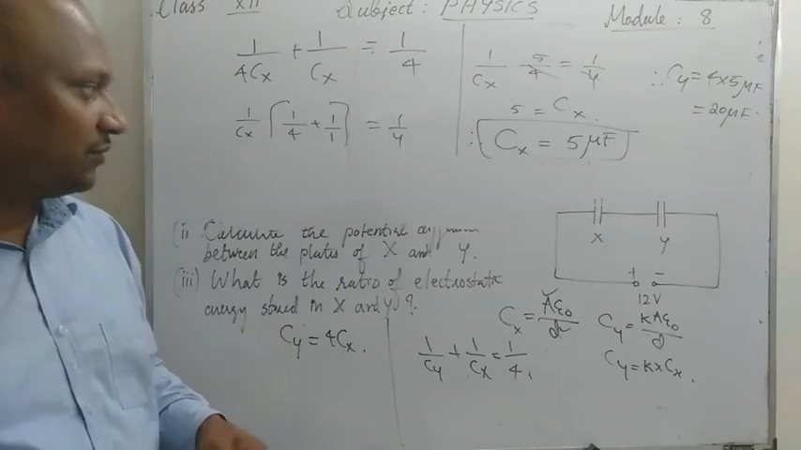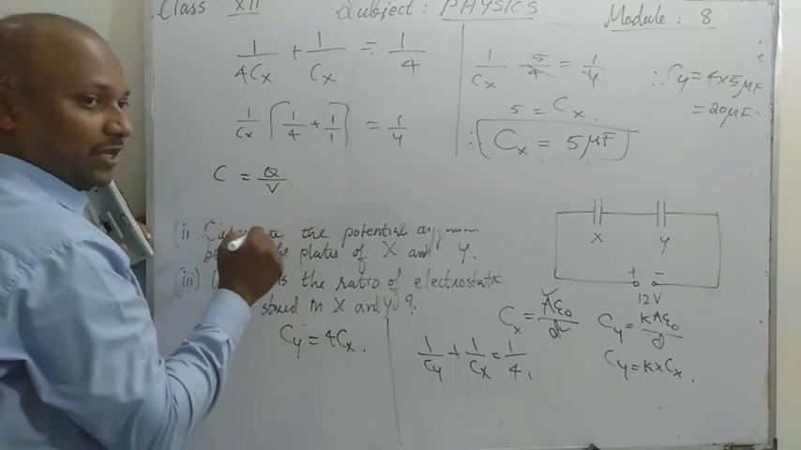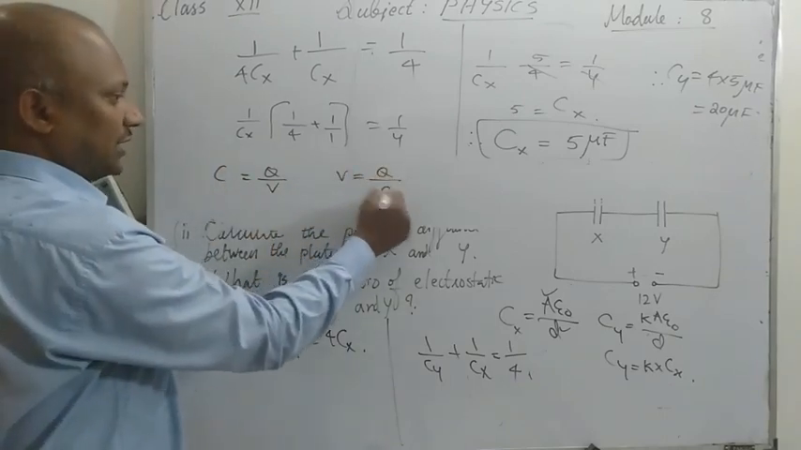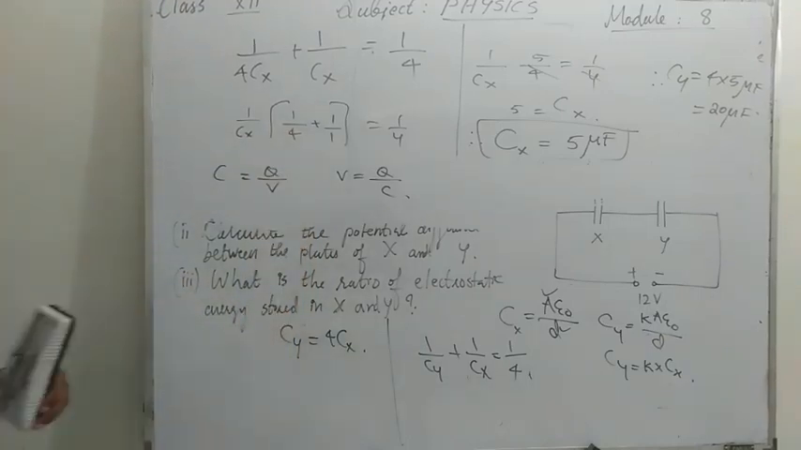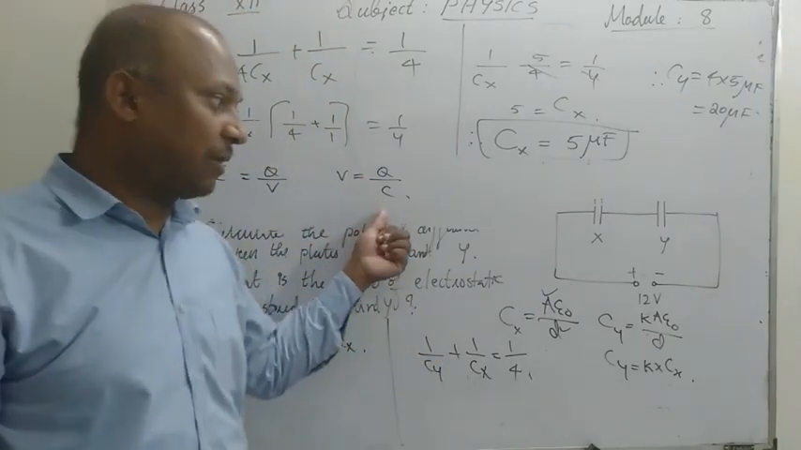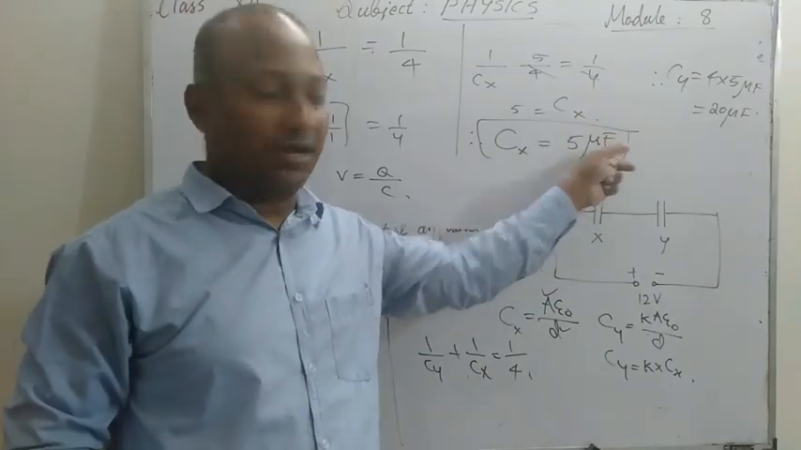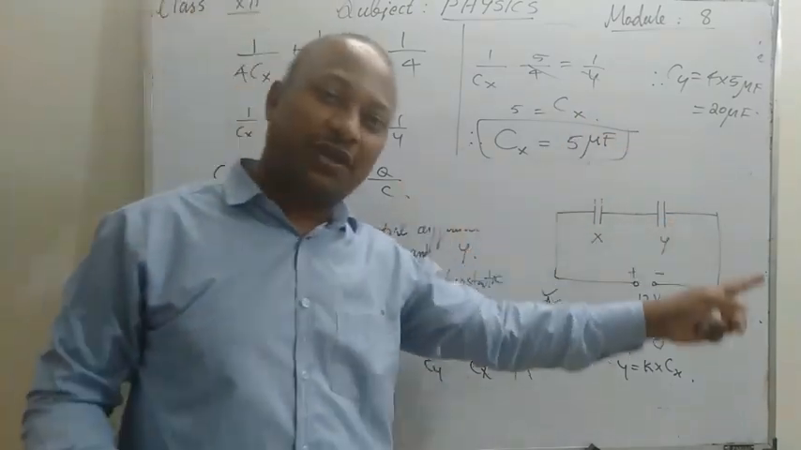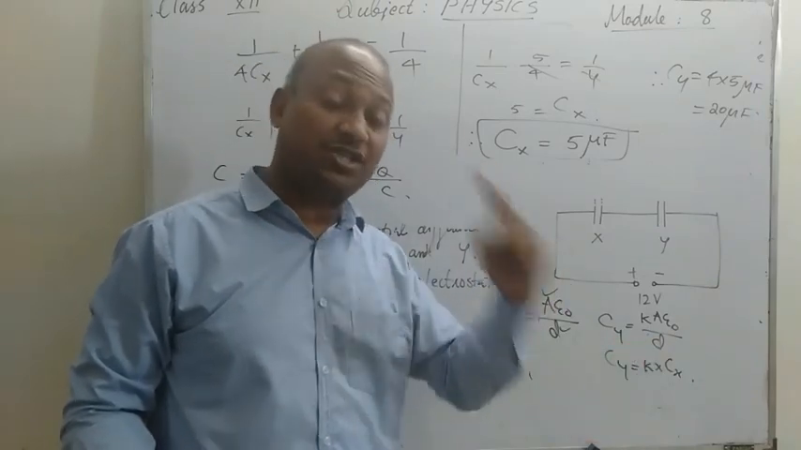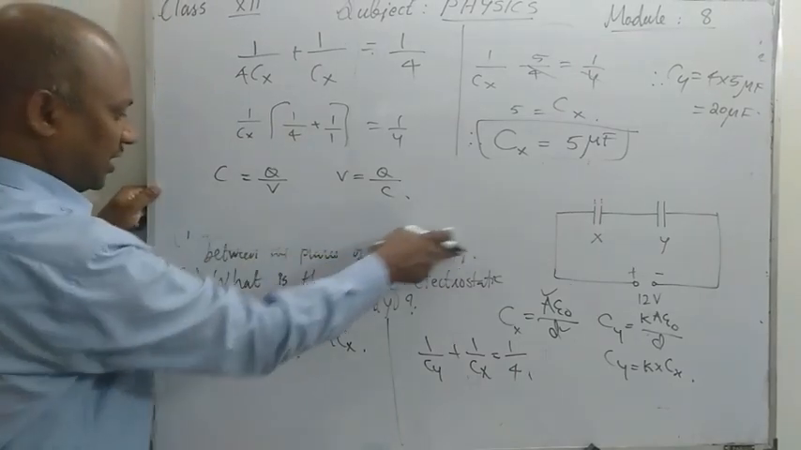For that we have the major formula C is equal to Q upon V. So V is equal to Q upon C. If you know the charge and you know the capacitance, you can easily find the potential. You already know the capacitance, but you don't know the charge. But in a series combination, we know the charge is the same. For a series combination, charge is same. For a parallel combination, potential difference is same. So in the series combination, we are going to find the charge somehow.